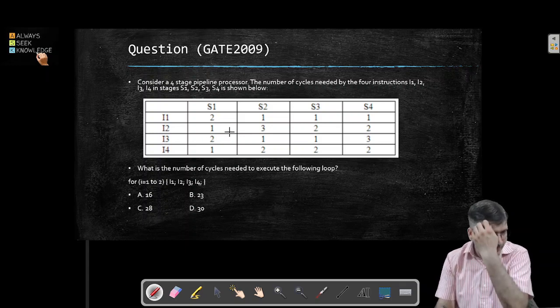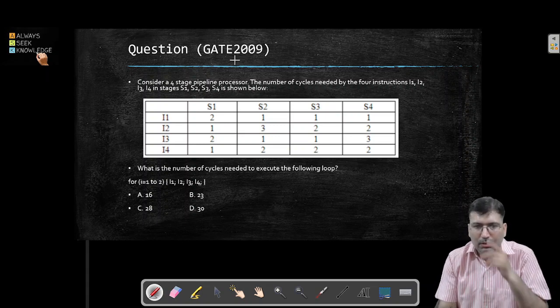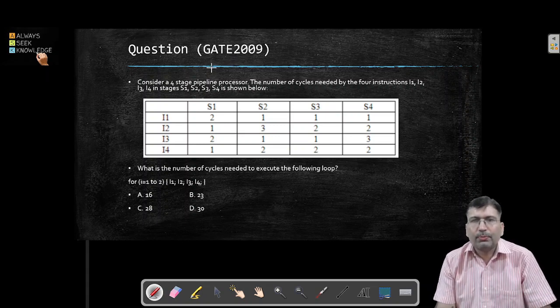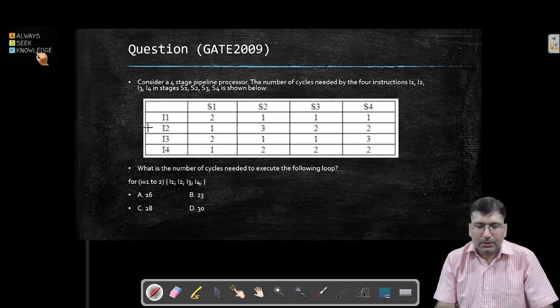In this lecture, I'm going to solve one question based on the pipelining concept. The question was asked in GATE 2009. So let's solve this question. First, try to understand this question.